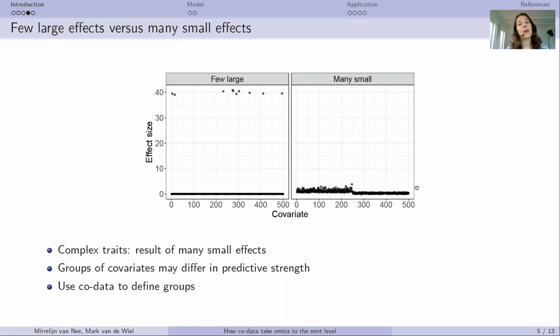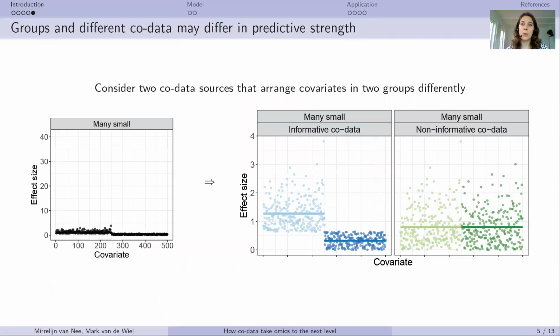And in that case, you can ask yourself, okay, if all these effect sizes are really small, then if you look at covariate level, one covariate on itself doesn't have a large effect. But if you look at a group of covariates, then a group of covariates can have a large effect. So it might be more interesting to compare predictive strength of groups of covariates. Now, this is where the codata comes in. We use the codata to define these groups, and we can have multiple codata sources. And both groups can differ in predictive strength, but also codata sources may differ in predictive strength.